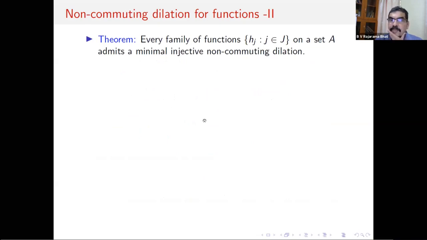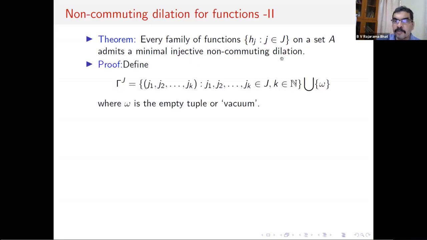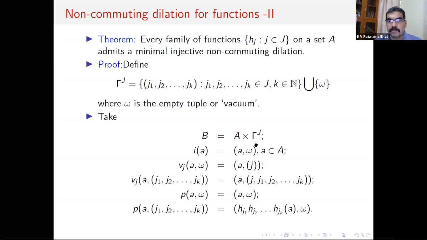So we have a basic theorem. Every family of functions, no condition. Earlier we had row contraction, since we don't have a norm, like before we didn't have a contraction, nothing. Any family of functions, you can dilate to a minimal, injective, non-commuting dilation. The construction is again something which looks like the Fock space, like in the case of operators. You can write down the dilation explicitly, in a natural way.